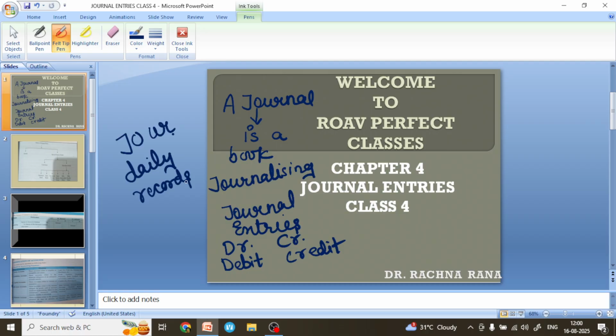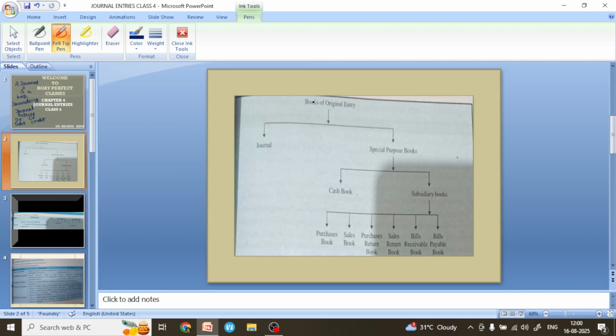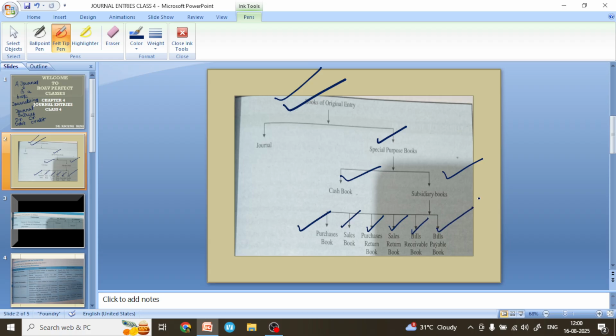Now I will discuss the next point, that is books of original entry. There are two types of books of original entry. First is journal and second is special purpose books. And special purpose books are also further divided into two parts: cash book and subsidiary books. And subsidiary books are further divided into 6 different books. First, purchase book, then sales book, purchase return book, sales return book, bills receivable book, bills payable book.